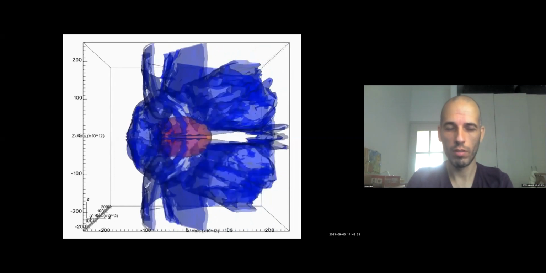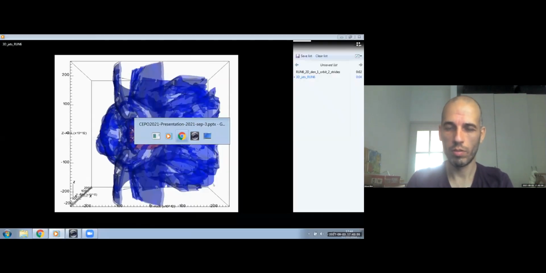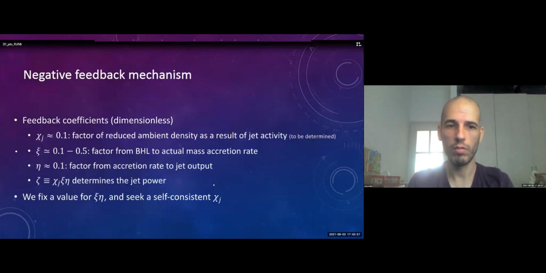We'll now move on to the second part of our project, the negative feedback mechanism. This is actually still work in progress.